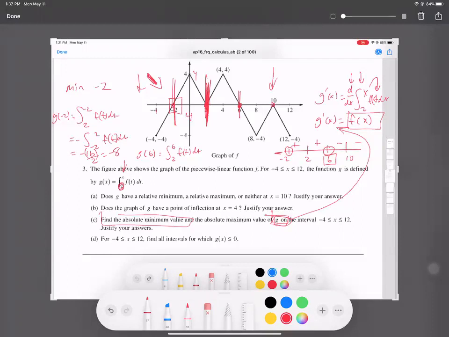And then on the right side, this is going to be 4 by 4. Right? Height is 4. Base is 4. That's going to also give us 8. So that's going to be a +8.